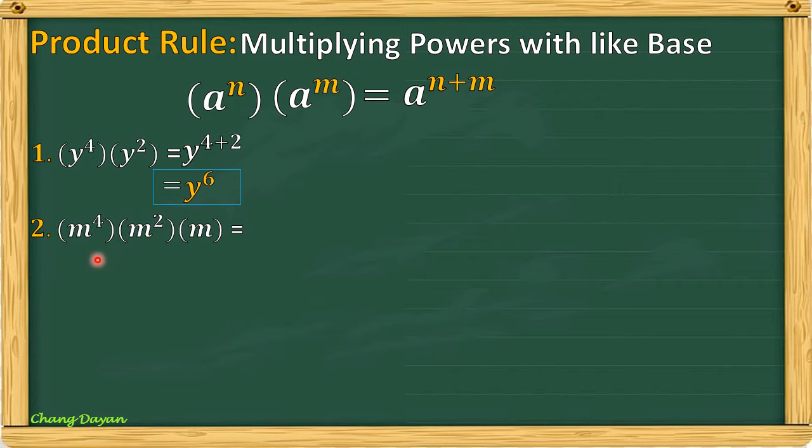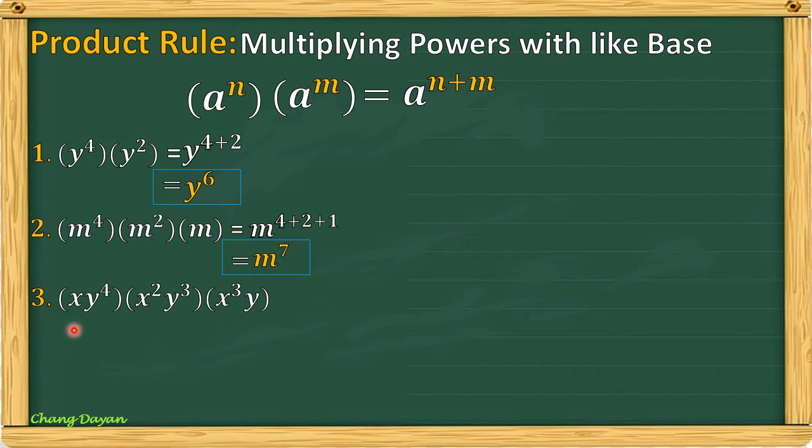Number 2. So, here we'll have pare-parehong m ang kanyang base. Ang exponent ng una ay 4, ang ikalawa ay 2, at ang ikatlo ay invisible 1. Tandaan nyo, kapag walang exponent yan, automatic po yan po ay may invisible 1. We call that invisible exponent. And then, i-add lang natin. So, we'll have 4 plus 2 plus 1 will get the sum of 7. So, we'll have m raised to 7.